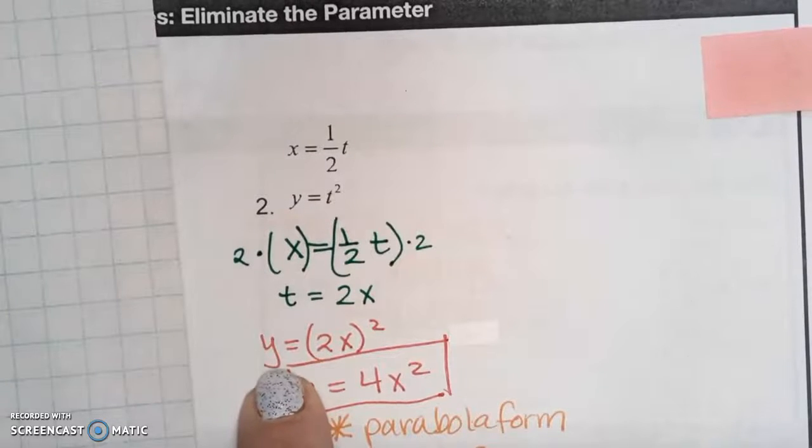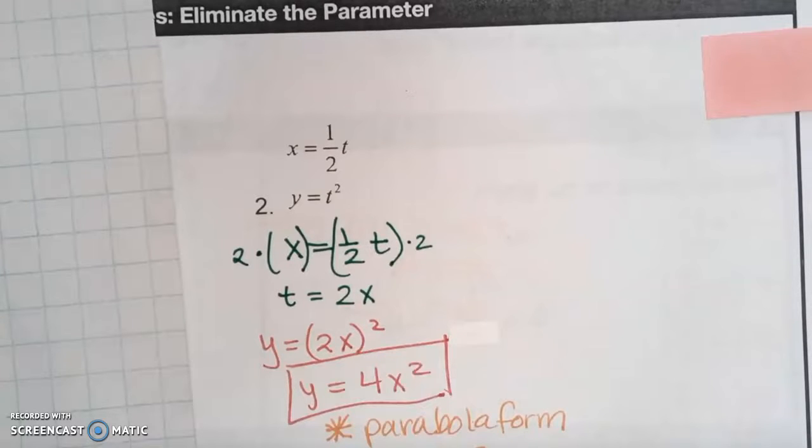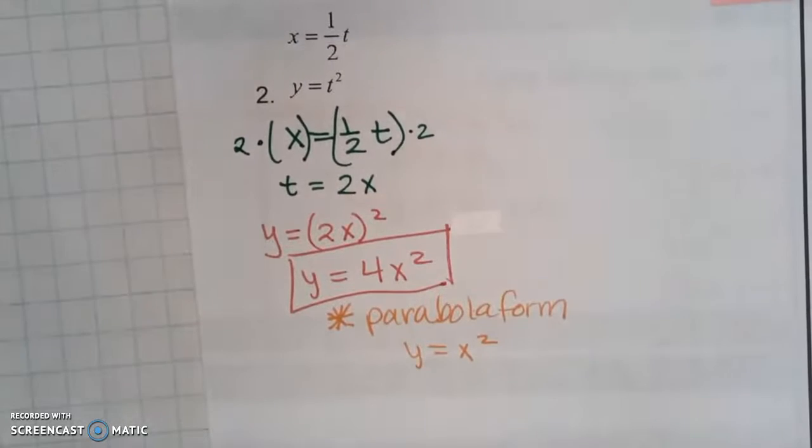And so we're going to have y equals 2x to the power of 2. And then 2x times 2x is 4x squared. And that's our final answer. So we have y equals 4x squared. Hopefully you recognize that as a quadratic, so it's in the form of a parabola because it's in the y equals x squared.